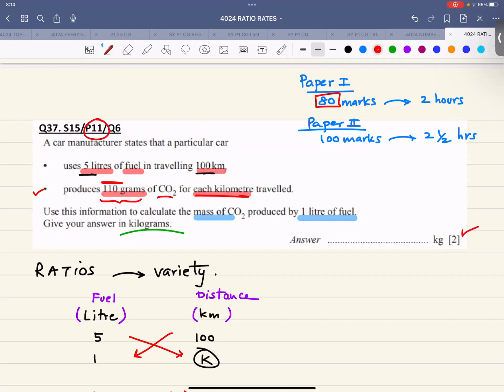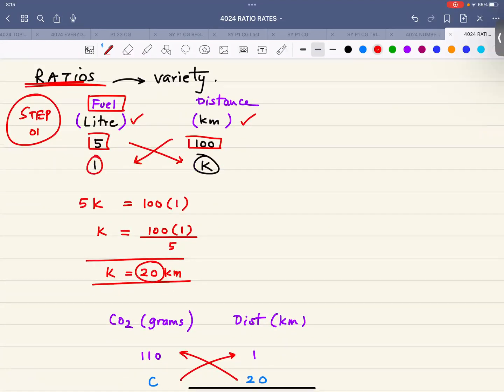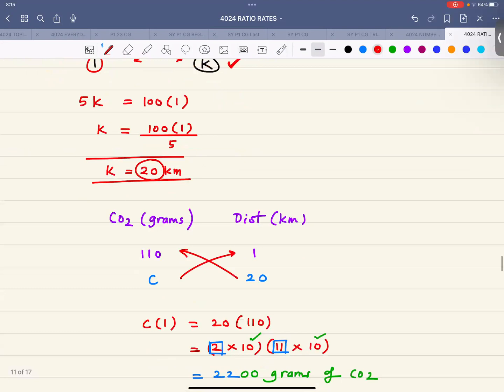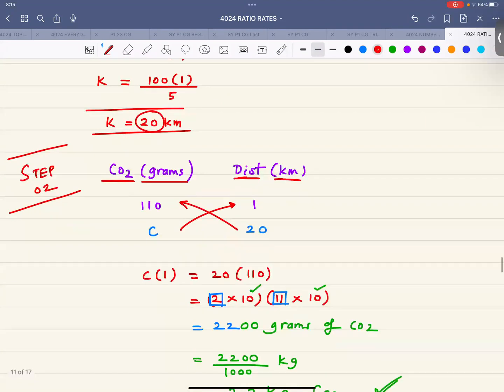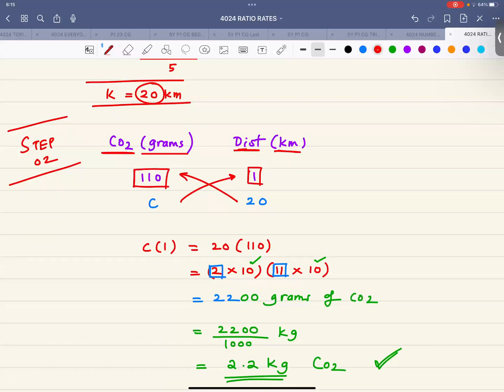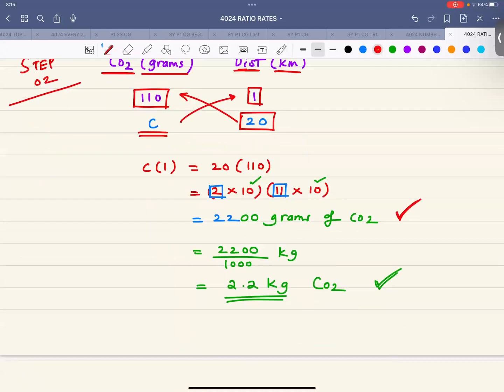Every single mark counts. So what we have done so far: this is step 1. Let me write it down. Step 1 was about liters and kilometers. This was given, that is 5 liters works for 100 kilometers. Therefore, for 1 liter, the distance that it will travel is K. K comes out to be 20 kilometers. And then this is step number 2. Step 2 is carbon dioxide produced in grams and the distance in kilometers. 110 grams for 1 kilometer. For 20 kilometers, that is C. Calculation gives us 2200 grams.